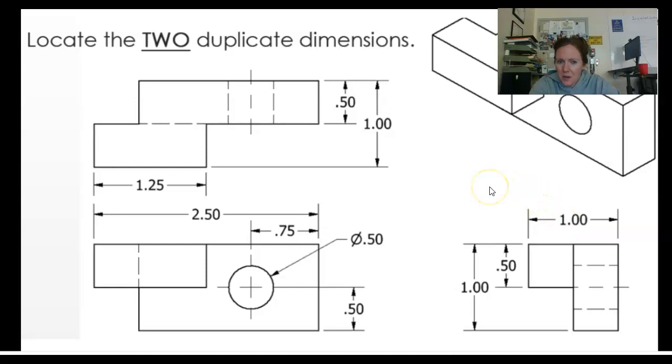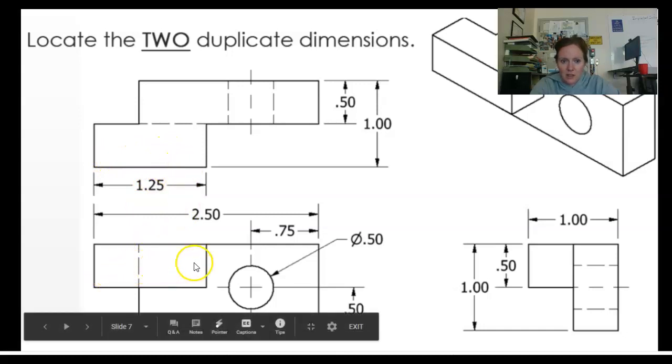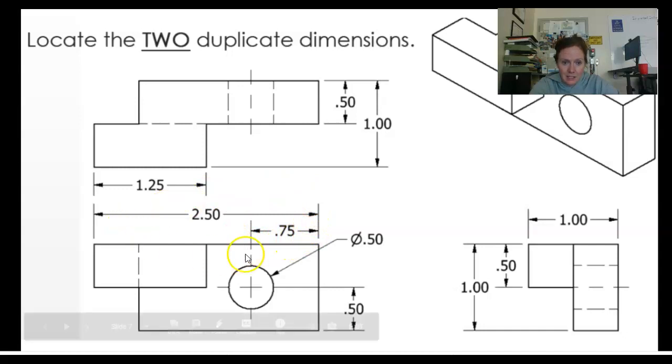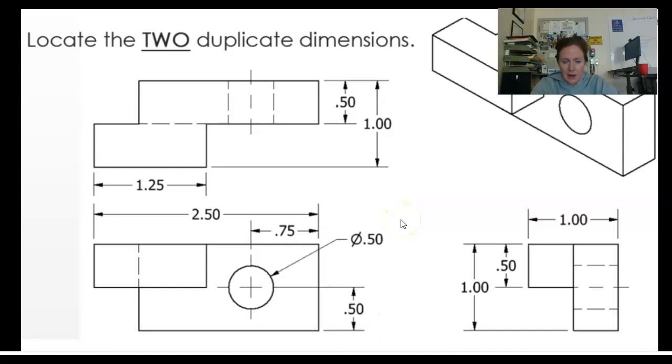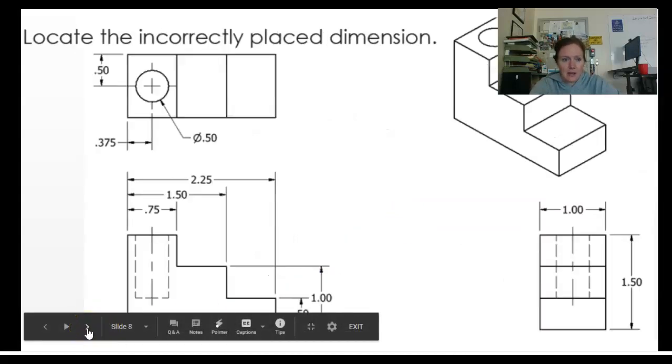Okay. The other one is a little tricky. This one here should not be here. We don't need that 1.25 here because this contour is also this contour. And since I know this is 0.5 and this is 0.75 and this is 2.5, I can figure this out, this being the 1.25. So I don't need that dimension. Everything else I think is correct on here. Let's look at another example.